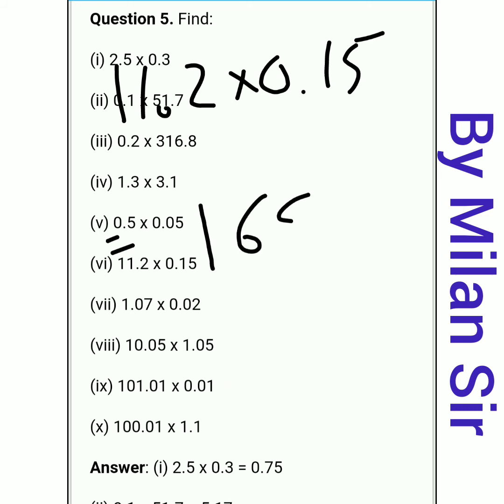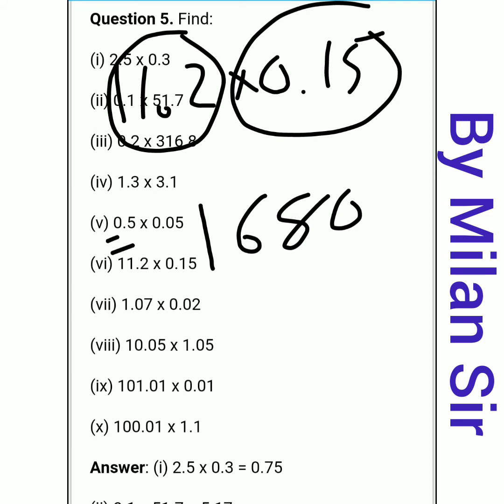So here 1680. Now we need to count the number of digits after the decimal point. So here we have one digit after the decimal point, and here we have two digits after the decimal point. So altogether we have three digits after the decimal point. So in answer, before three digits, 1 2 3, we need to put the decimal point. So our answer is 1.680. At last we have 0, so we can ignore it. We can also say that 1.68, this is our answer.